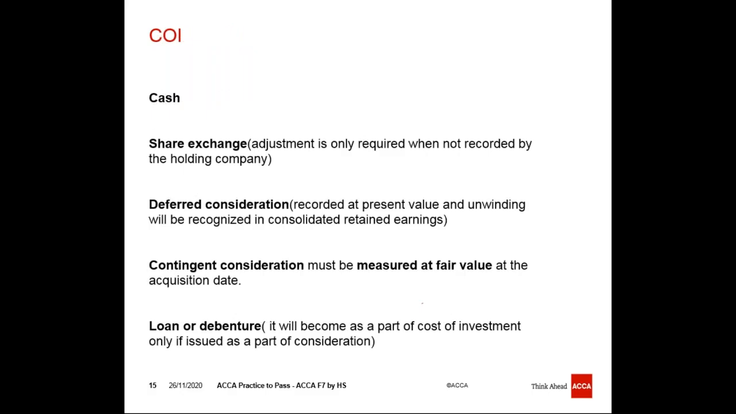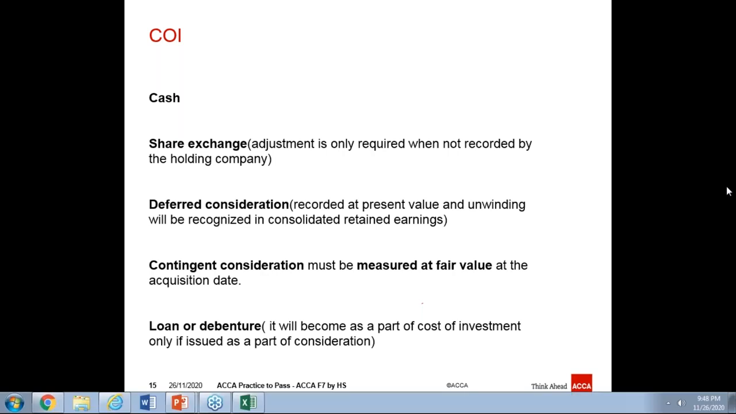Now, cost of investment could be in the form of cash, like you acquire the shares of the subsidiary company and you pay the amount in cash, or it could be through a share exchange. It could be a deferred consideration. It might be a contingent consideration, or it might be through loans or debentures. So there might be five types of cost of investments. This is the fair value method for the goodwill calculation.